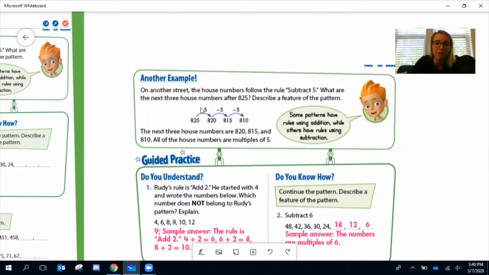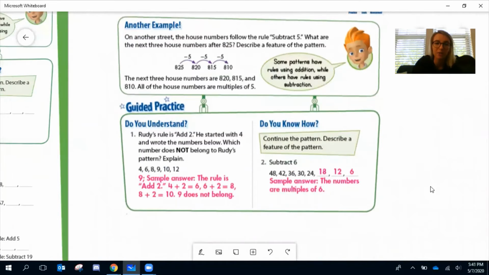So we would count backwards from 825, subtracting 5 would give us 820, subtracting another 5 would give us 815, and subtracting another 5 would give us 810. The feature of the pattern is that all of the house numbers are multiples of 5. All right, so now we're going to get started with the guided practice. Number 1 says Rudy's rule is add 2. He started with 4 and wrote the numbers below. Which number does not belong to Rudy's pattern?